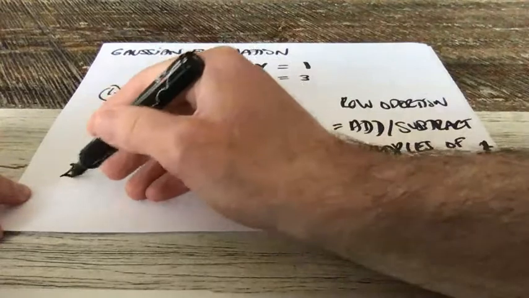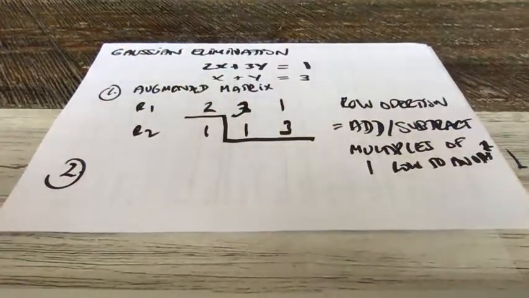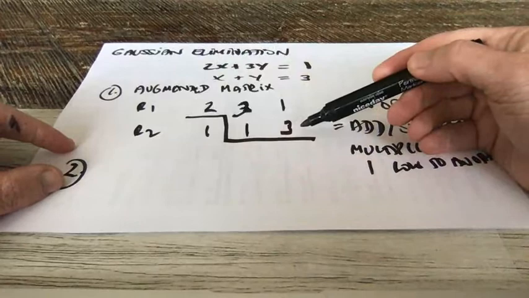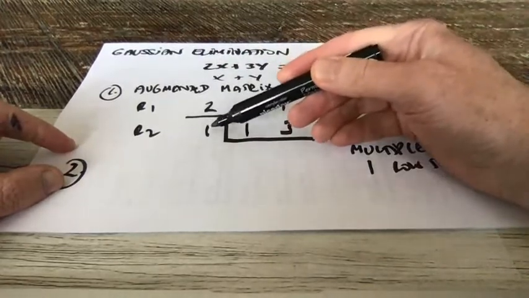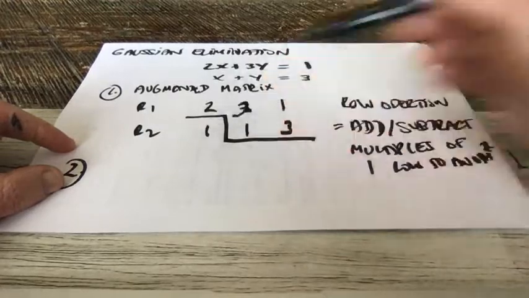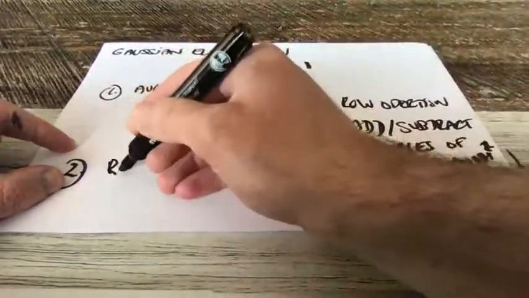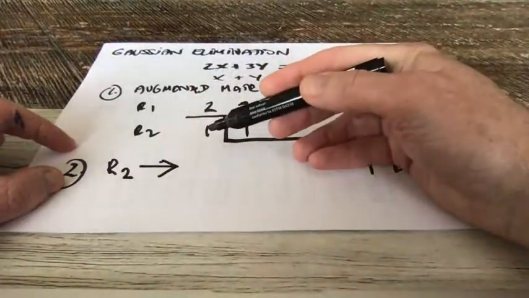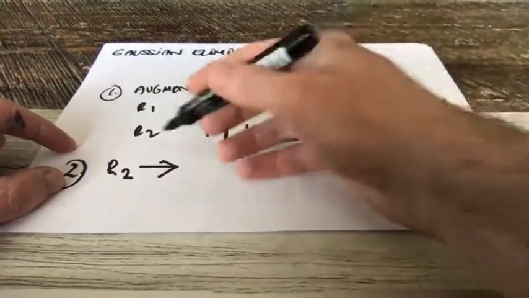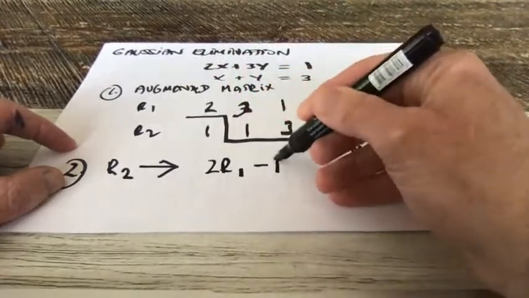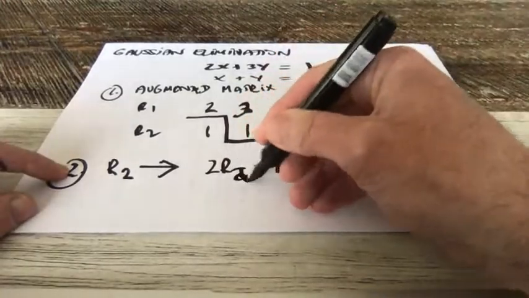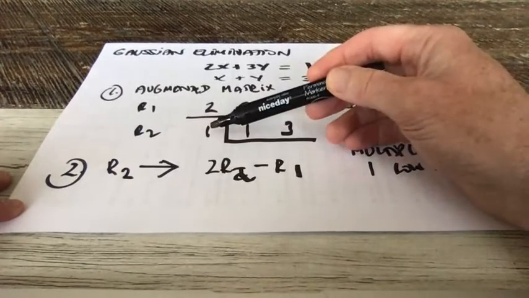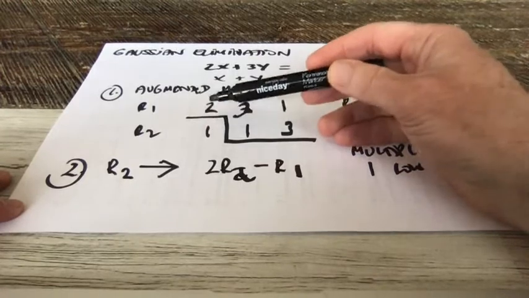Now you would see here, guys, that I want to replace the old R2 by a new R2, such that I get a 0 here. And how do I get a 0 here? By using row operations. I'm going to replace R2 by 2 times the second row minus R1. If I multiply this row by 2, and from the result subtract R1, I'm going to get a 0 here, because 2 by 1 is 2, and 2 minus 2 is 0.